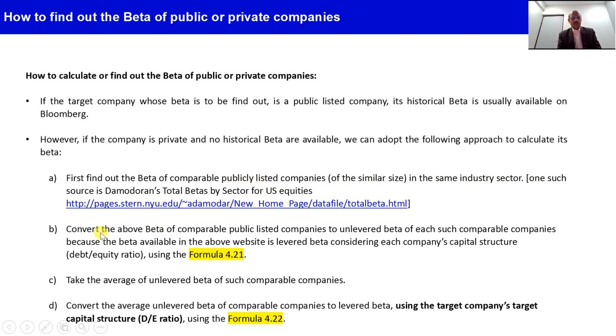From the comparable listed companies' beta, we can first convert the above beta into unlevered by using the formula which I had explained earlier, then take the average of the unlevered beta of such comparable companies, and then use that average unlevered beta and apply the target company's debt equity structure to calculate the levered beta again using the formula which I explained earlier. With this, we will be able to find out the beta of public or private companies if we don't have sufficient historical data to calculate using our formula.